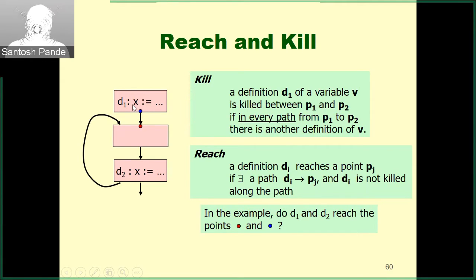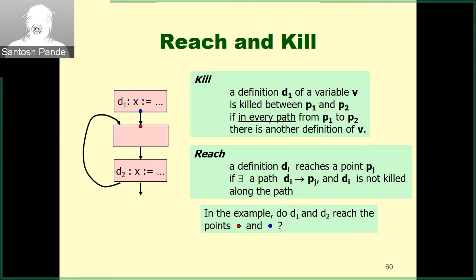So applying this, is there a path from D1 to red dot? The answer is yes, because we can go to the basic block. We can take this edge. It's not within the same basic block, but there is a path which will go along the control flow edge. Now, doing the same thing to D2, yes, there is also a path in this case from D2 to the red dot. So potentially both D1 and D2 can reach. The question is, do they reach?